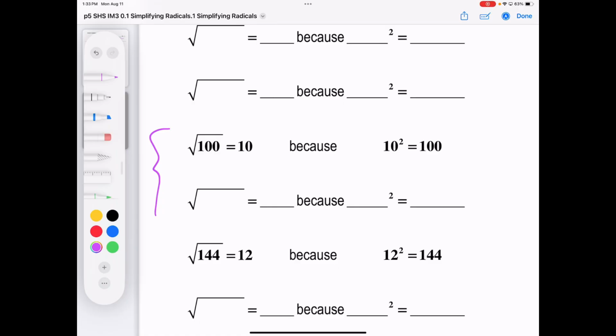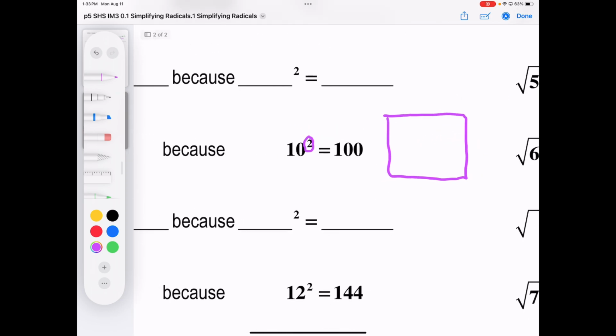Okay, so what we have to do here is find something called perfect squares. Now, if you didn't know, this 2 there is, how do they say that, class? 10 what? 10 squared. What does that mean? That means the side length is 10 and this side is 10.